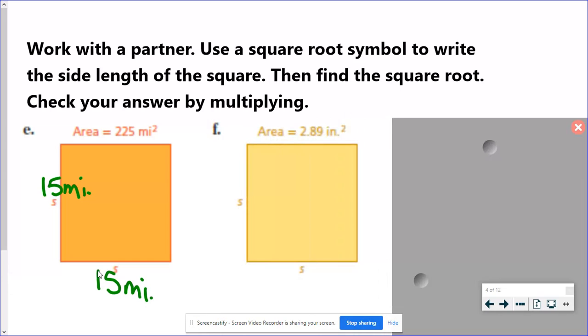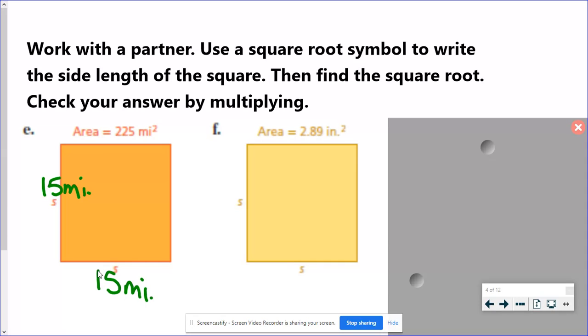Then this one's a little tricky. 289 as just a regular number, 289. That is a perfect square. The square root of 289 is 17.